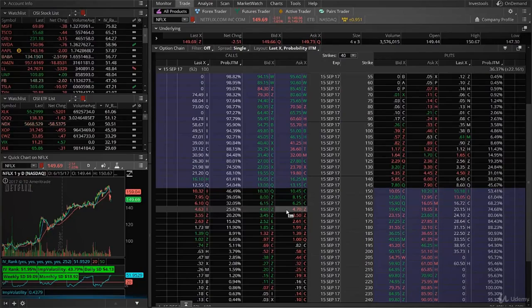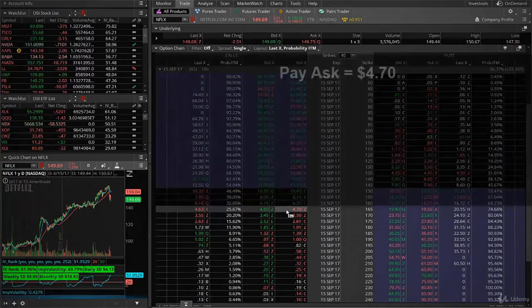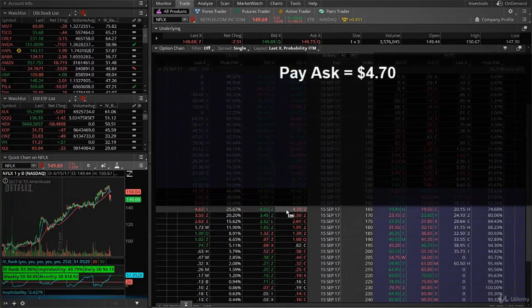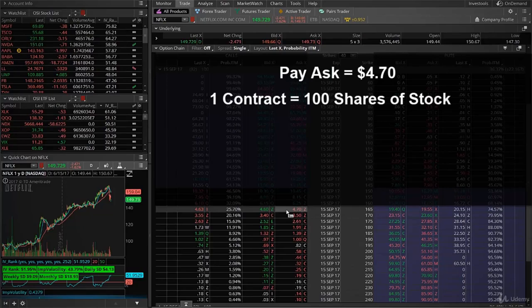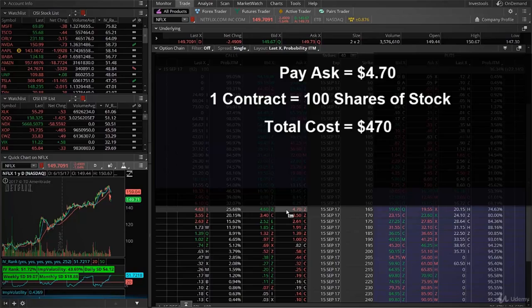However, if we don't want to take any chances and want an immediate fill, we would need to pay the ask price of $4.70. This price of $4.70 represents the price of one controlled share, and because one option contract controls 100 shares, this would end up costing us $470.